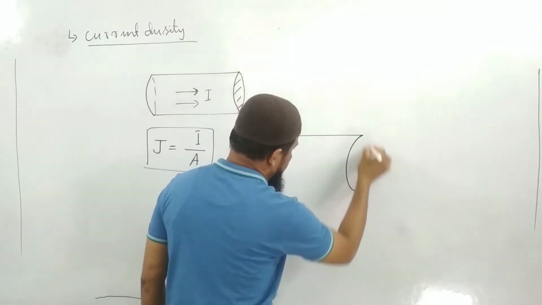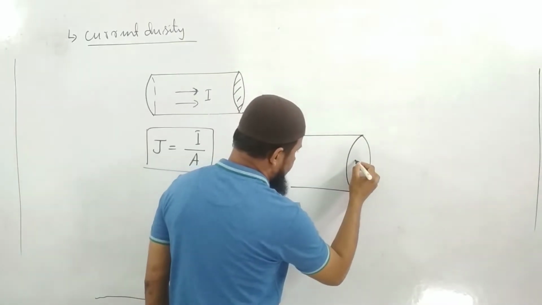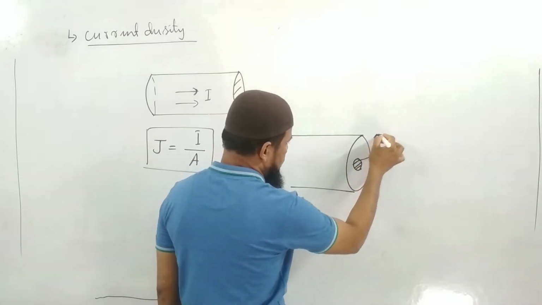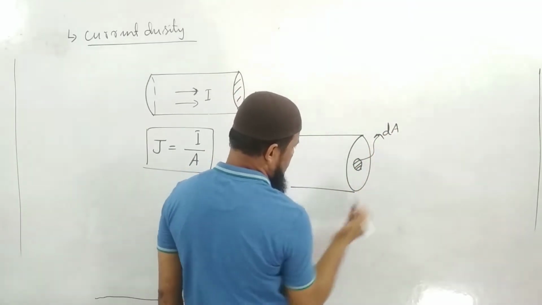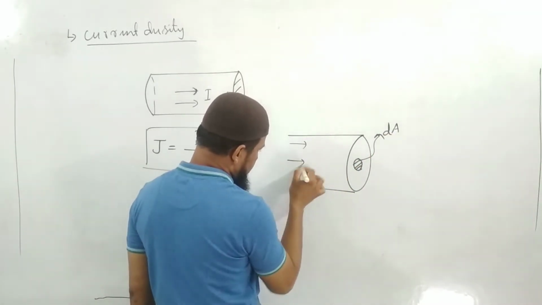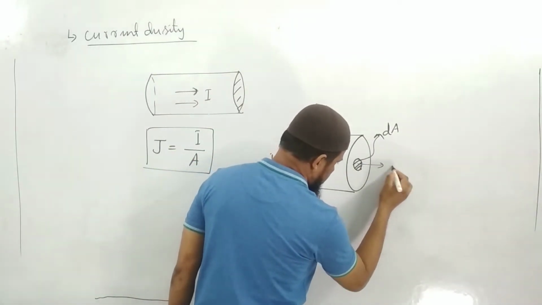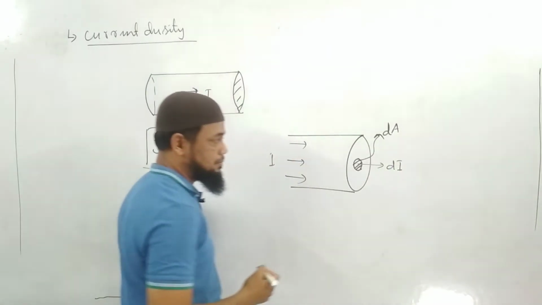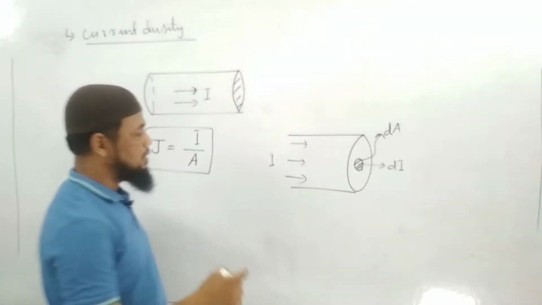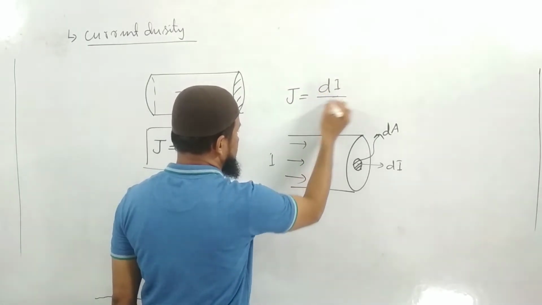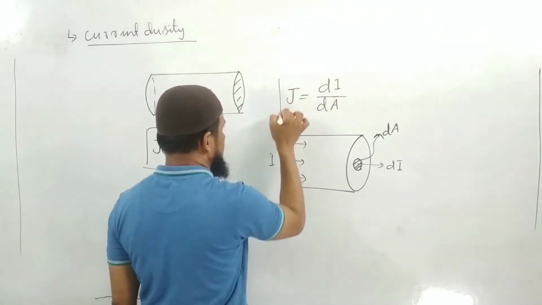This is a current carrying conductor. I have considered a small area of this cross section, suppose dA. The total current flowing in the circuit is I. Suppose through this particular cross section the current flowing is dI. Then current density will be defined as current divided by area.